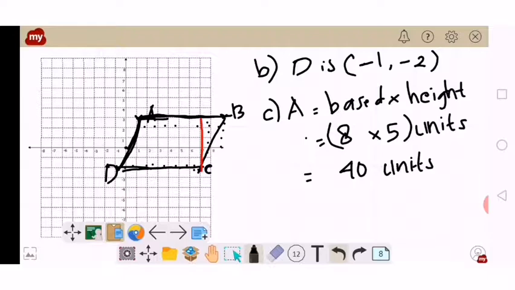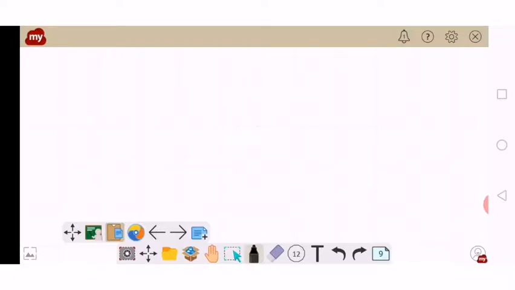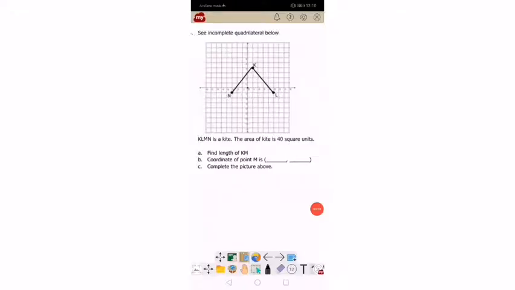Okay, next we move to question number 5. Okay, so now we will discuss question number 5. KLMN is a kite. The area of the kite is 40 square units. So it asks you to find the length KM.